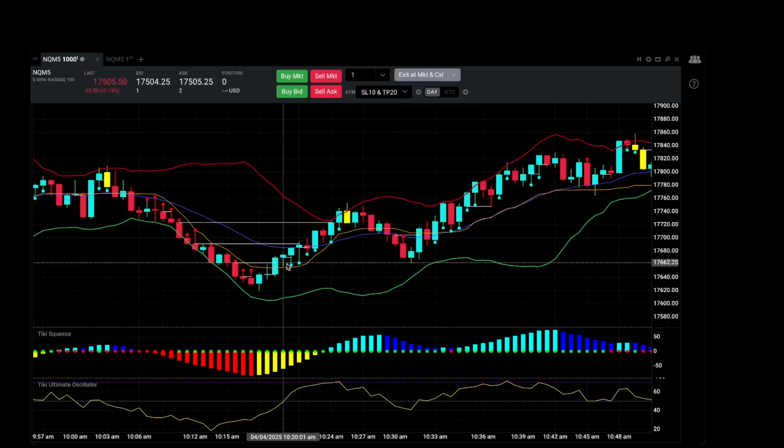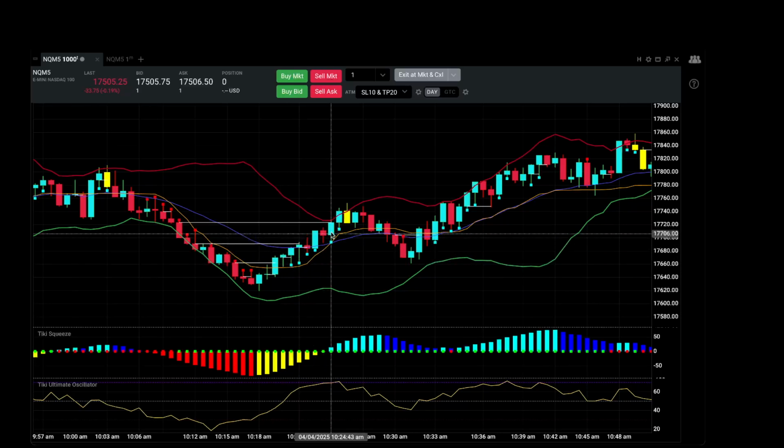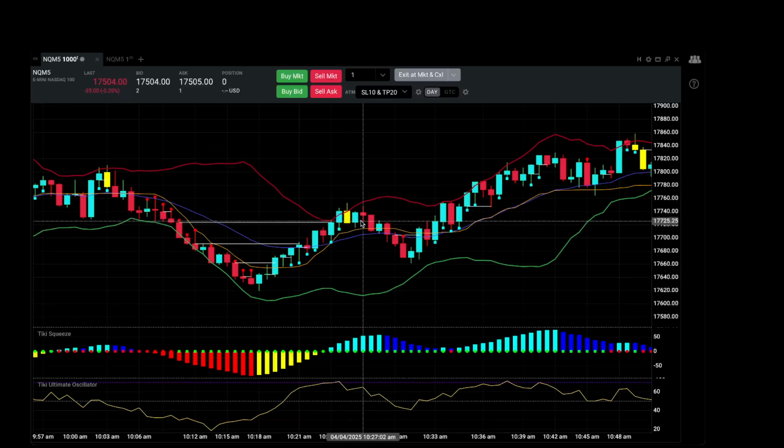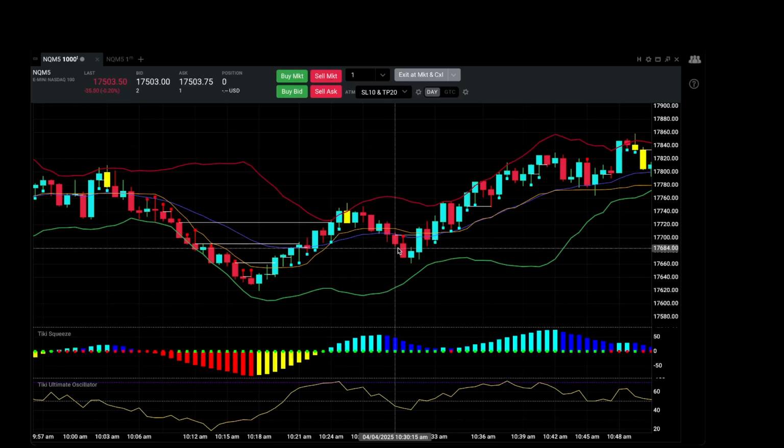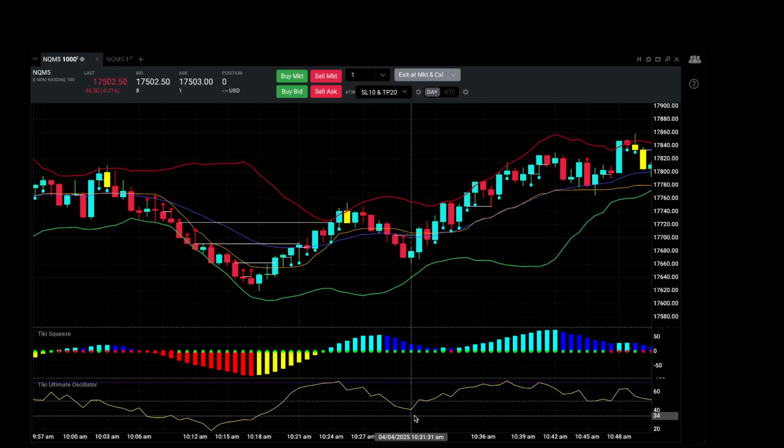So now we cross the COMMA again, and we're staying above. The price is staying above the COMMA, and so that's a good time to get in. Price starts leveling off here, and you can see down on our ultimate oscillator the momentum's coming back down, and sure enough price follows that, and this time it doesn't go all the way to the bottom.